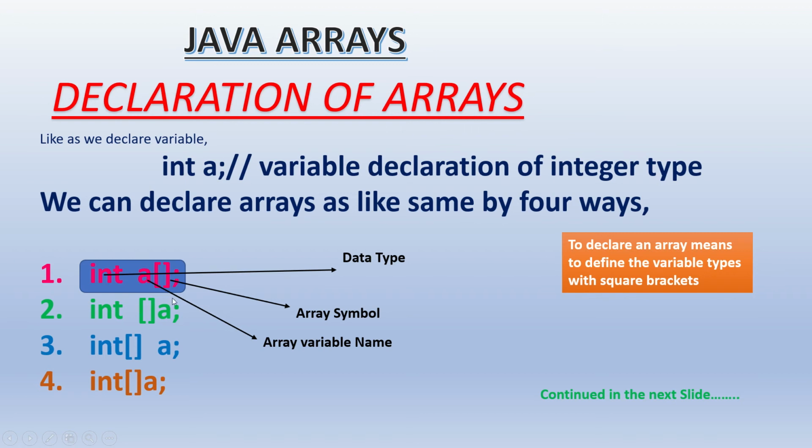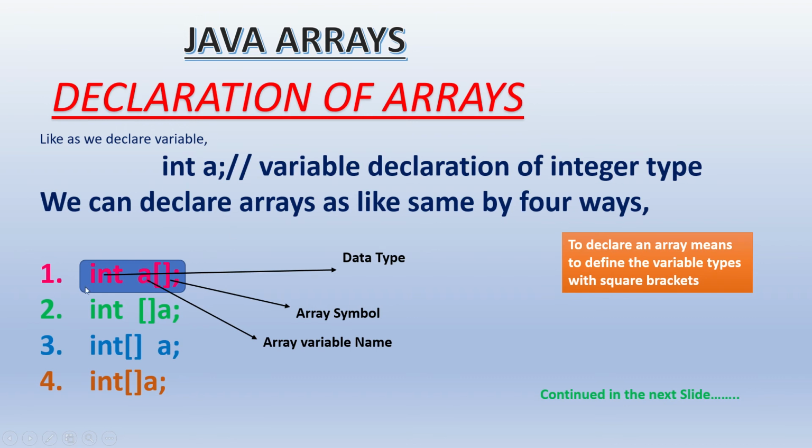How will you know that it is an array variable, students? Because there are square brackets over here. It's not a normal variable, it is an array variable. So this is the data type, a is the array variable name, and this is the array symbol. Everything is highlighted. The most commonly used is the first one. You can use any of these four, but I basically use this one, and I recommend you to use it: int, space, a, then the array symbol.